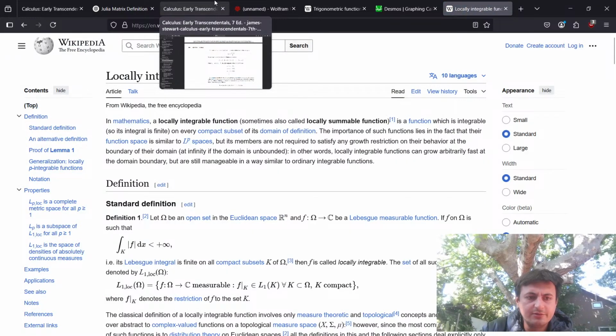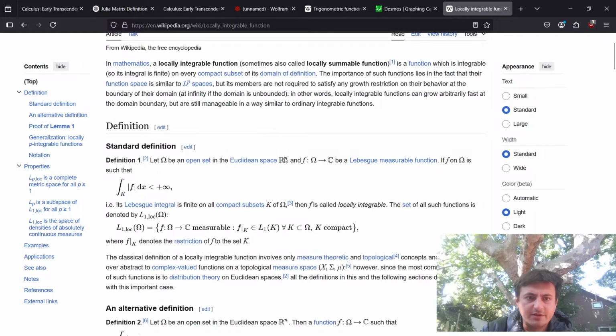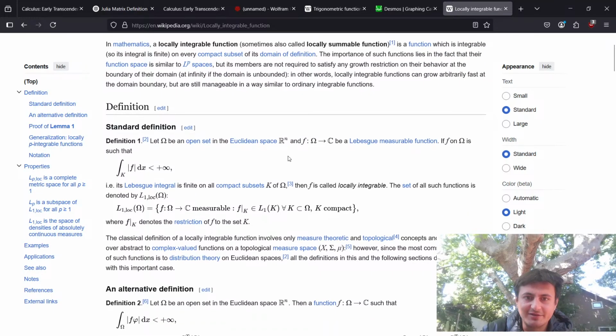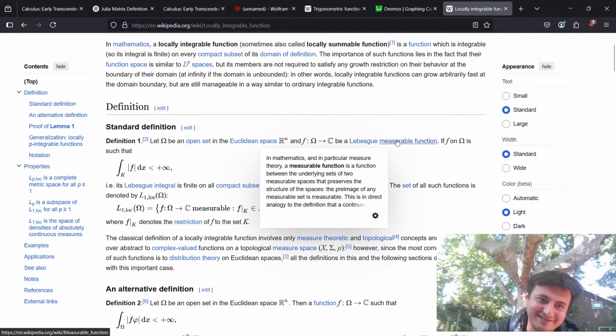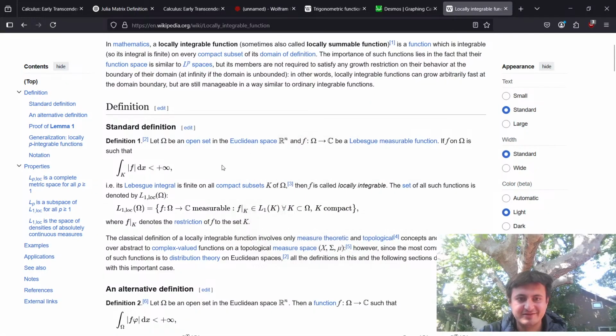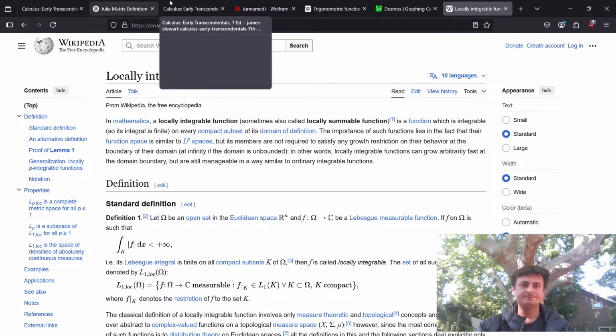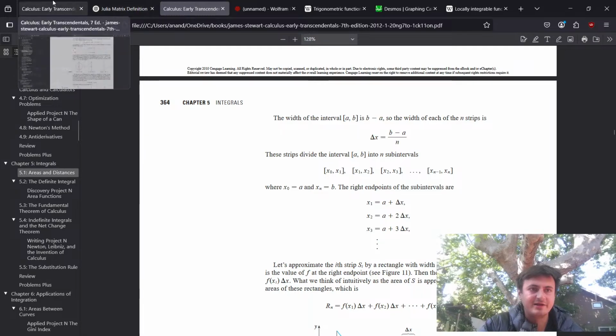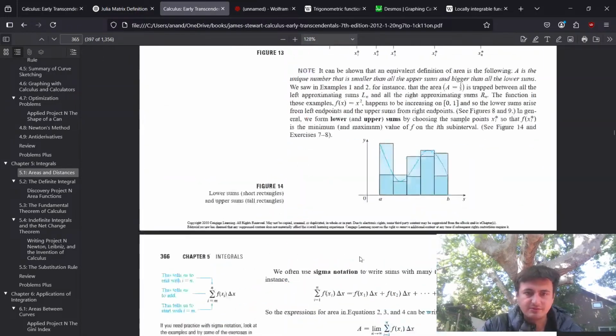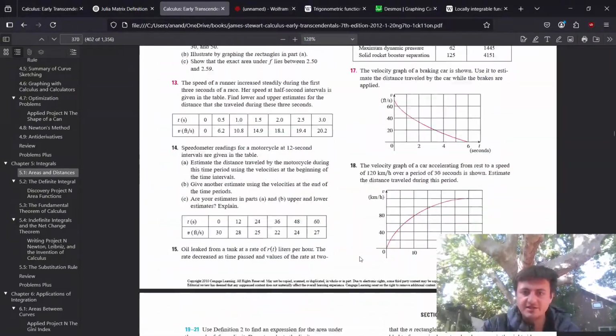Should we go through this thing? When you see "let omega be an open set in the Euclidean space and f from omega to the complex be a Lebesgue measurable function," I don't think so, guys. It's just a little bit above what we're doing right now. Okay, let's not do that. I think it just means that it's continuous, right?